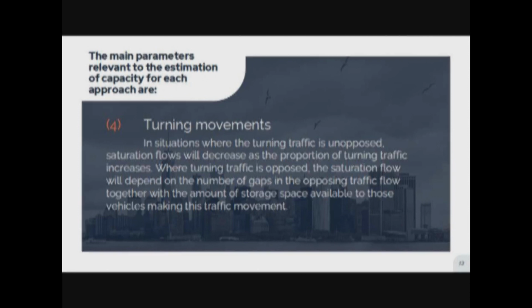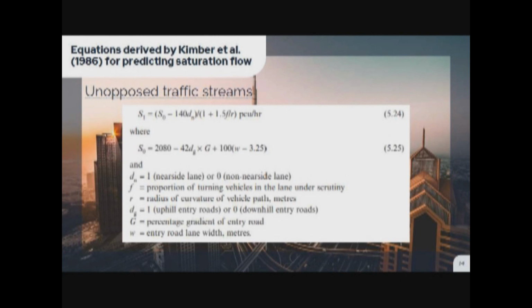Lastly, we have turning movements. In situations where the turning traffic is unopposed, saturation flows will decrease as the proportion of turning traffic increases. Where turning traffic is opposed, the saturation flow will depend on the number of gaps in the opposing traffic flow, together with the amount of storage space available to those vehicles making this traffic movement. There are equations derived by Kimber et al. in 1986 for predicting saturation flow.